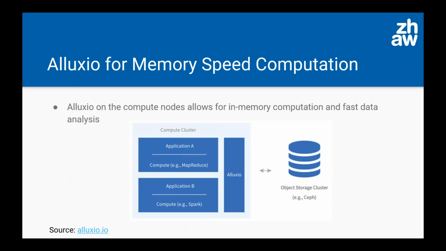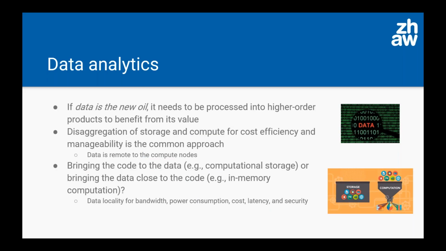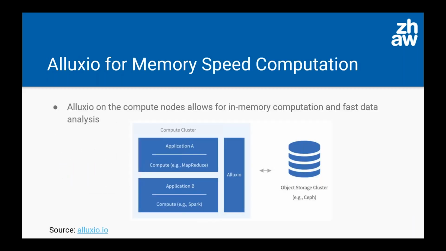The other aspect, as I was saying, is bringing the data close to the code, which is the second approach. So, in-memory computation, and here we came to Alluxio. Doing our research, we found out that Alluxio exists, and the description of Alluxio was very promising for memory speed computation. It allows for in-memory computation and fast data analysis. This really was interesting. We studied some materials online, which can be found on the Alluxio website.